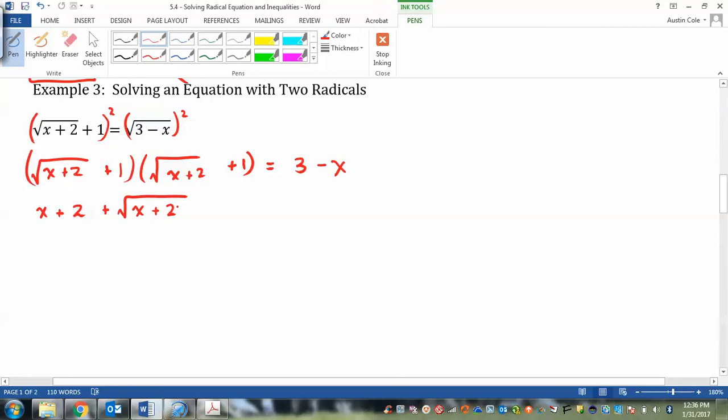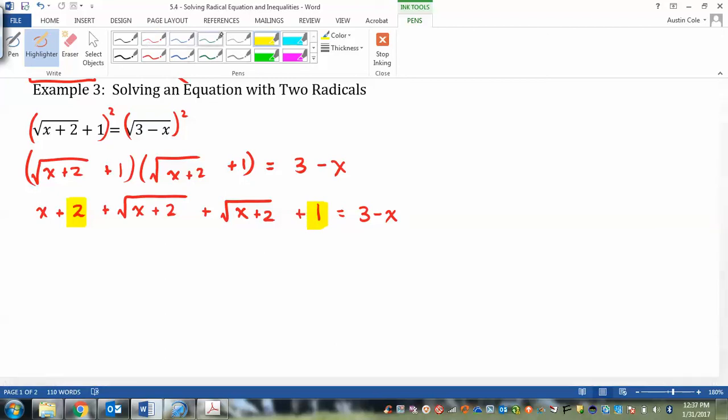Again, we're still foiling. 1 times the square root of x plus 2 is going to give me plus square root of x plus 2. And then lastly, 1 times 1 is 1. And I have 3 minus x on the right. So we've foiled on the left-hand side. Now, let's combine like terms here. I have a 2 and a 1. I can make that to be a 3, right?